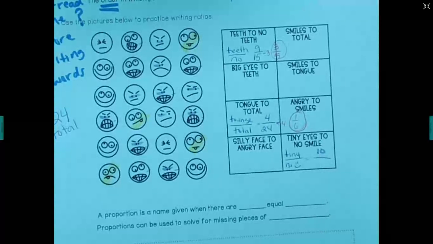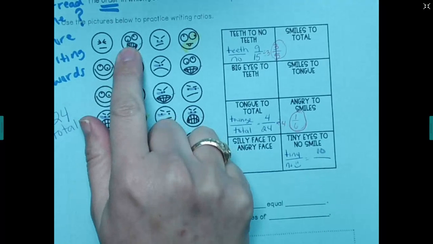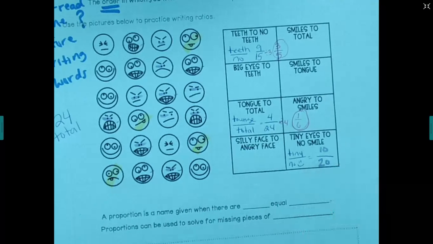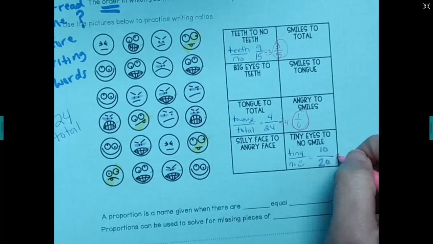Okay. 1, 2, 3, 4, 5, 6, 7, 8, 9, 10, 11, 12, 13, 14, 15, 16, 17, 18, 19, 20. So 10 over 20, which simplifies to what? 1/2. Good.